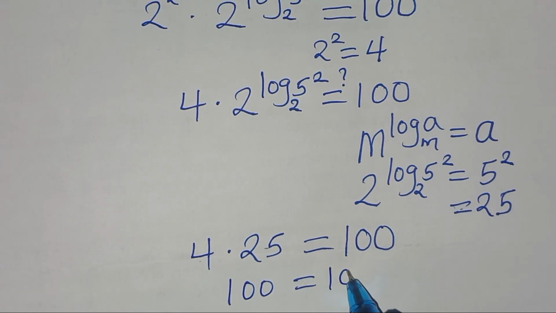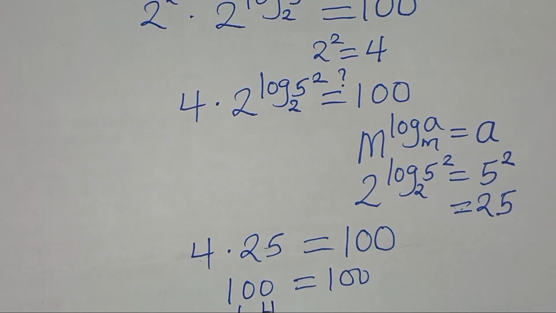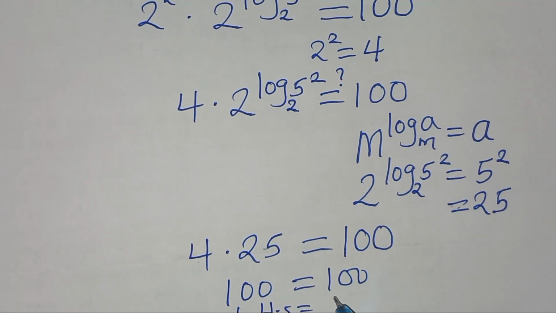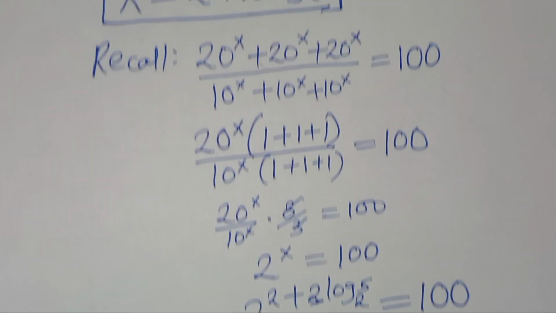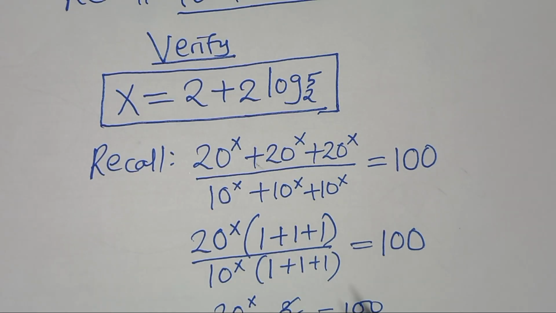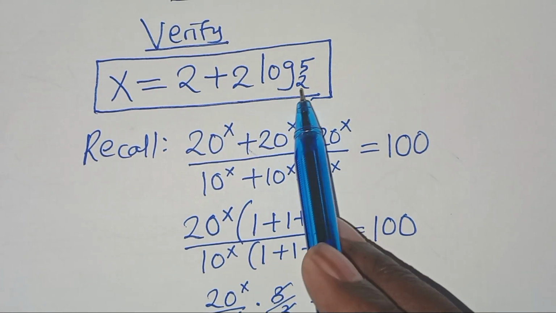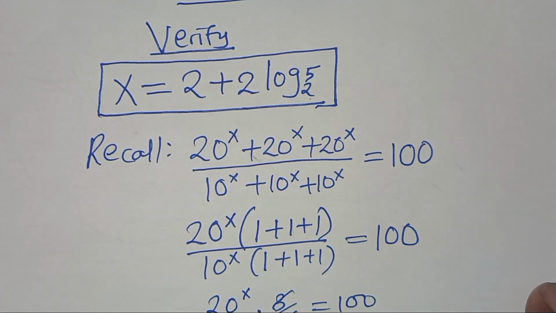And it's clear that the left hand side is equal to the right hand side. And that implies that the value of x, which is equal to 2 plus 2 log 5 to base 2, actually satisfies the equation.